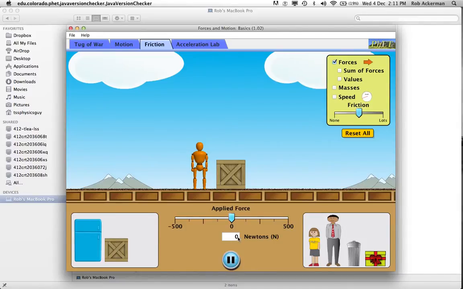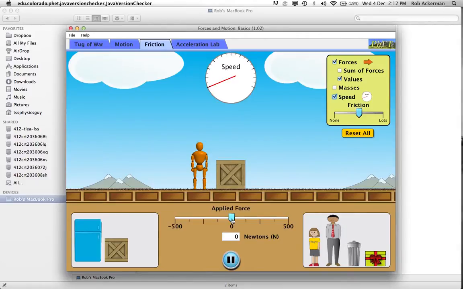You can either type in the number of newtons or you can click and drag this slider. Now, up here, you can check some boxes. Do we want to see the direction of the force as a vector? Yes. Do I want to see the value of the force? Sure. I'd also like to see the speed because this is how we measure motion in many instances. And friction, let's start off with a little bit of friction, somewhere in between none and a lot of friction.